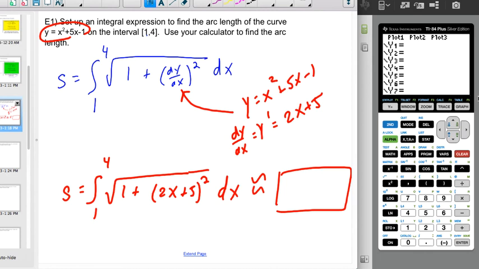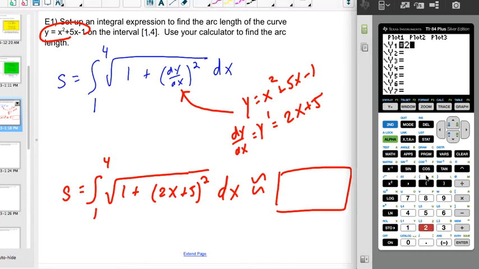So it's up to you if you want to type in that 2x plus 5 as 2x plus 5 when you integrate. You could also put that in as your y1, you could put the derivative as 2x plus 5. So when I go to math 9, I want to integrate the square root of 1 plus vars over to y vars, the thing I called y1, quantity squared, because I called my y1 the 2x plus 5, comma, with respect to x from 1 to 4.